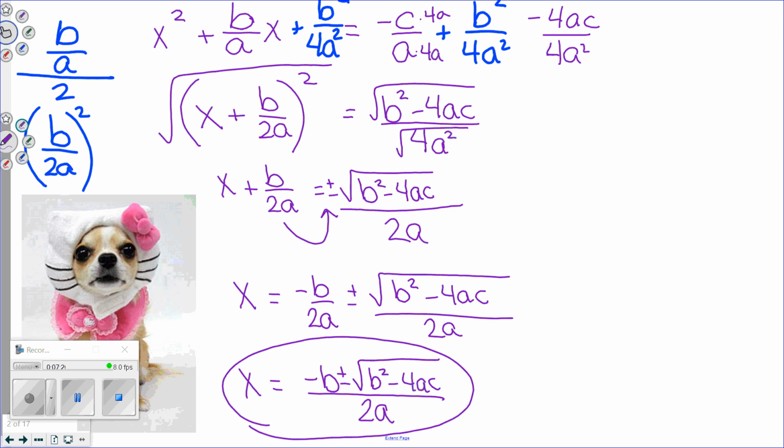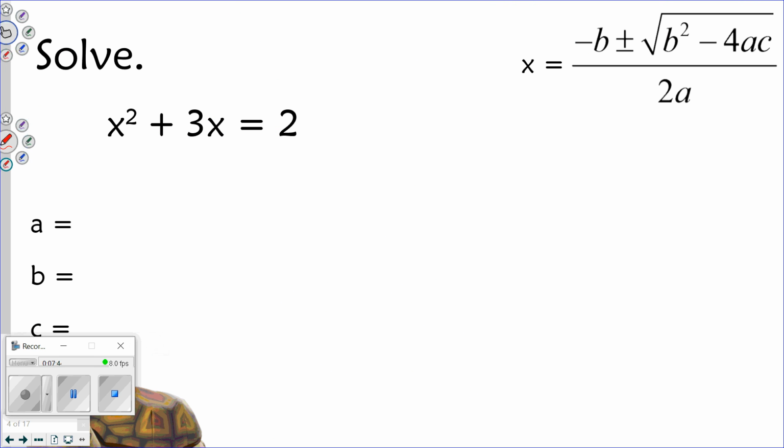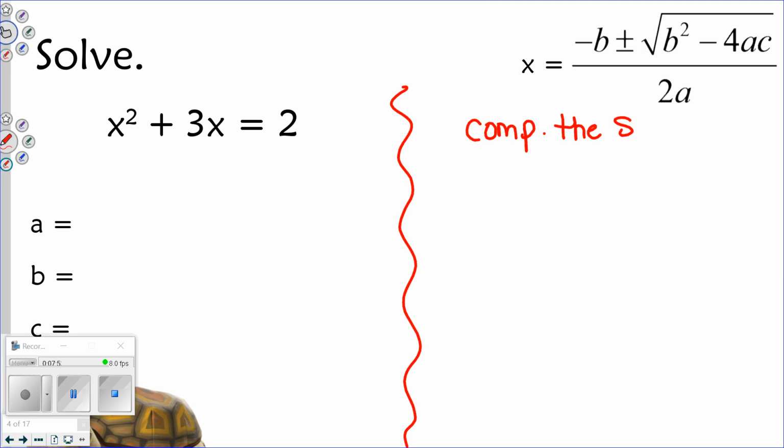So which came first, the chicken or the egg? Completing the square or the quadratic formula? Completing the square came first. Now that you see this, how many of you know the quadratic formula? Oh, I got a couple more hands. Okay. Before we do this with the quadratic formula, let's look at this problem by completing the square, just because I want you to see the difference.